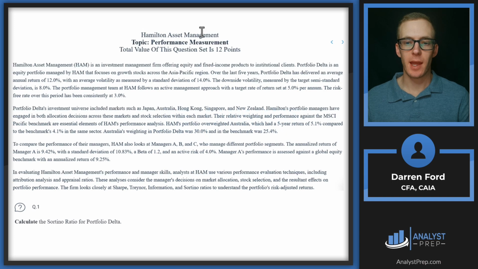Alrighty, we're looking at the Hamilton Asset Management case study on performance measurement. Question 1, calculate the Sortino ratio for the portfolio delta. So I'm going to pull in that formula right now.